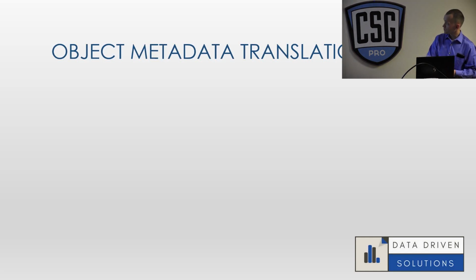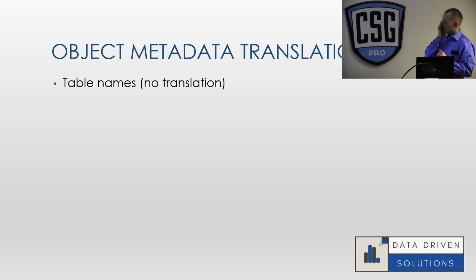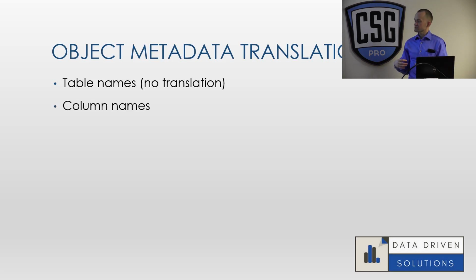So basically the next third of our presentation is on the object metadata translation. As we mentioned, it's the table names, the column names, and the measure names. Table names don't really require translation unless there's some way you want to show them in your visuals. What's behind the scenes is behind the scenes. Unless you need to use that word somehow in visuals, just take the minimalistic approach and not do that.